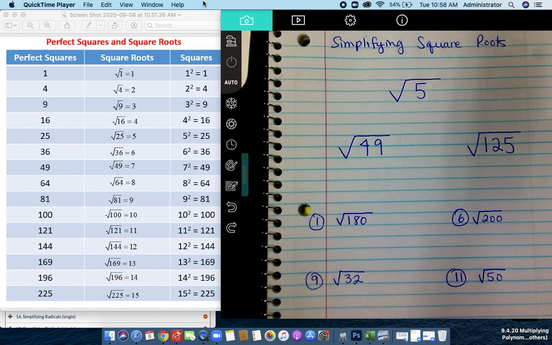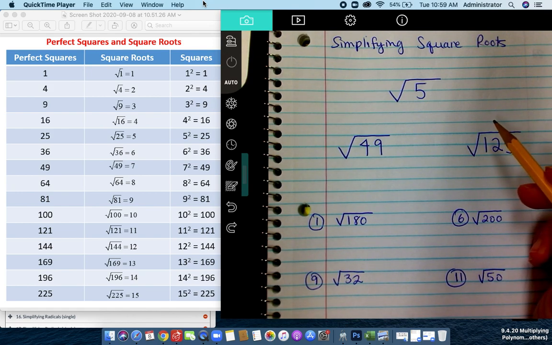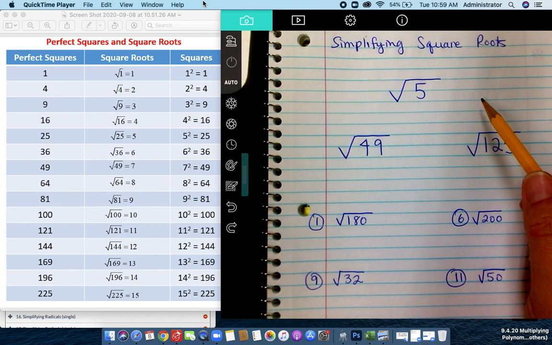I will be teaching a lesson on how to simplify square roots. Prior to today's lesson, you had an assignment where you had to memorize your perfect squares and square roots. We did this before the laws of exponents lesson. If you look at the left side of the screen, you will see the numbers 1 through 225 in the left column. Those are all perfect squares, meaning they are the product of the same factor repeated.